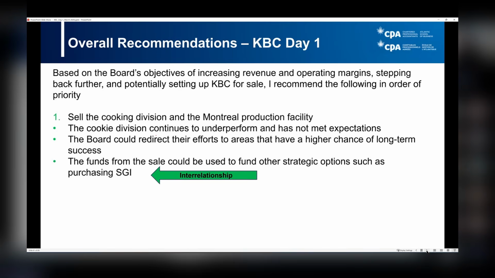Don't exceed it. So in this instance, you could frame it that based on the board's objectives of increasing revenue and operating margins, stepping back further, and potentially setting up KBC for sale, I recommend the following in order of priority. You may start with selling the cookie division and the Montreal production facility because it continues to underperform. The board can redirect their efforts to areas that have a higher chance of long-term success. And those funds, this is an example of interrelationship, could be used to fund other strategic options, such as purchasing SGI. And then, of course, you need to provide a recommendation for every single option, even if you're not recommending it in your overall recommendations.